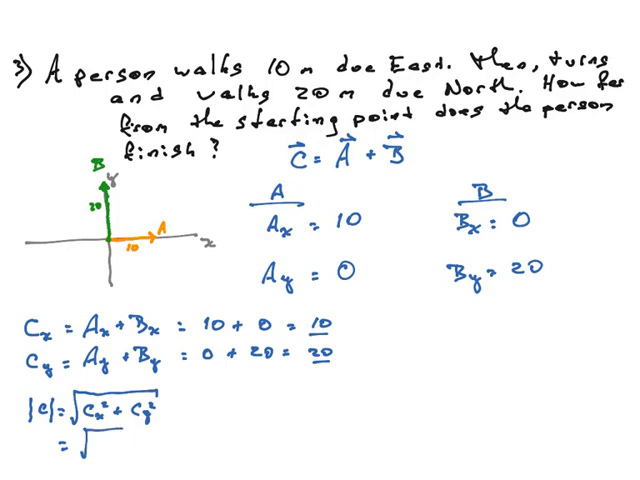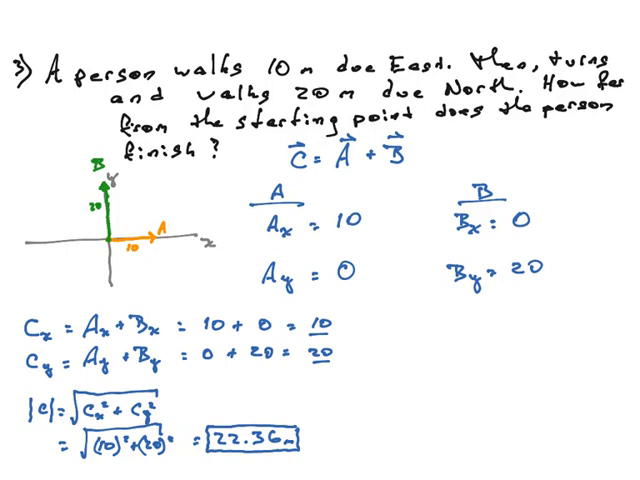So plug those numbers in. Cx squared, that's 10 squared, plus Cy squared is 20 squared. I'll plug those numbers into my calculator, and I get 22.36 meters. So that's how far away he is from the end point. If you were to start at his front door or wherever he started, you'd have to walk 22 meters to get to his final place.